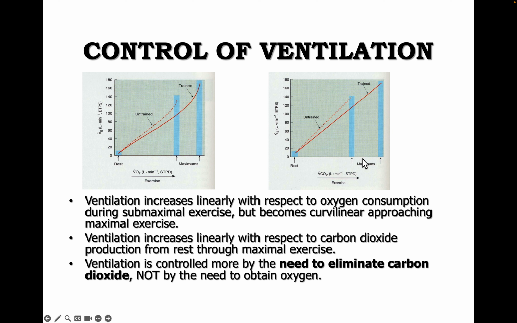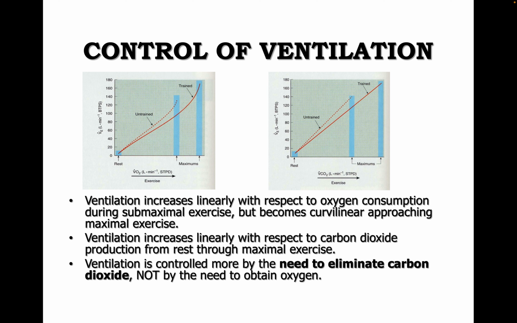Now take a look at carbon dioxide. Carbon dioxide will maintain a steady pace. It will have a linear relationship, meaning that there's going to be a proportional increase in the amount of carbon dioxide being expelled and the amount of breathing that happens when we look at rest, at submax speeds, and at maximal speeds. So essentially, there's a steady relationship between carbon dioxide being expelled and your breathing rate, the amount of ventilation that's happening.